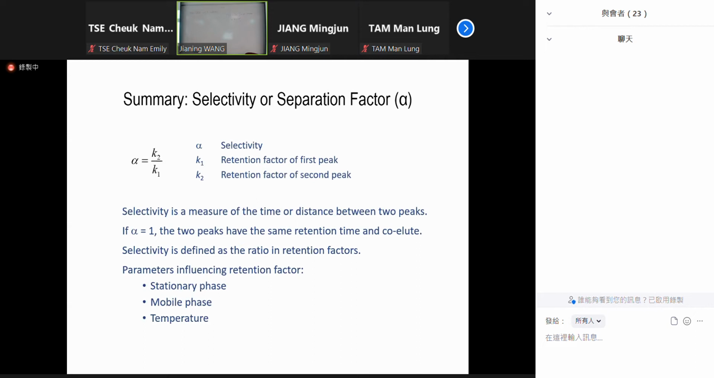So alpha and k contain the capital K, so those factors are also affected by the temperature. And of course, the molecule behavior will also be affected by the stationary phase and the mobile phase, because the molecule will interact with those two phases. So when either of the two phases changes, that will change alpha or k.